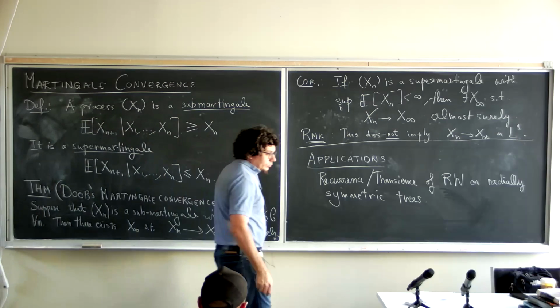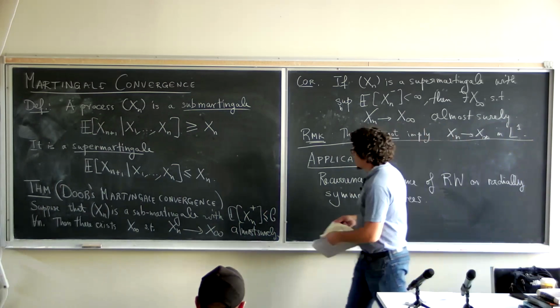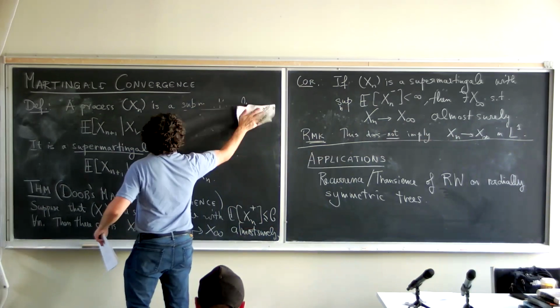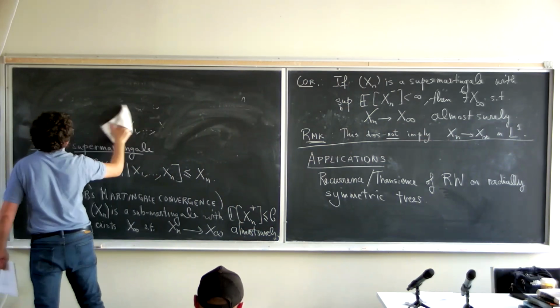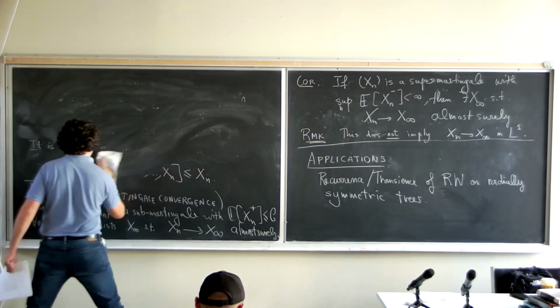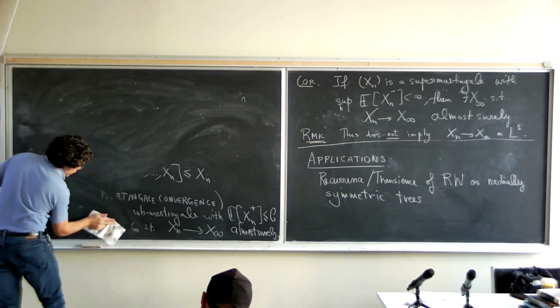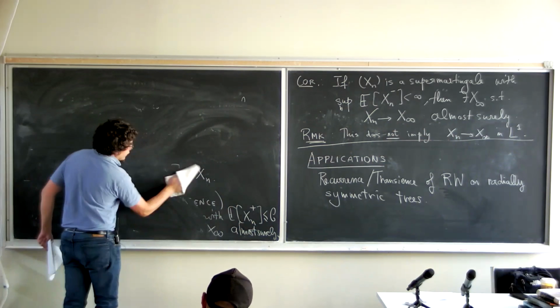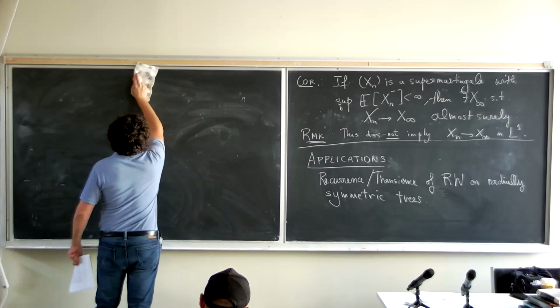So what is a radially symmetric tree? It's just a tree where the number of children of each node depends just on the distance from the origin. So it's like that. So let me say the following.